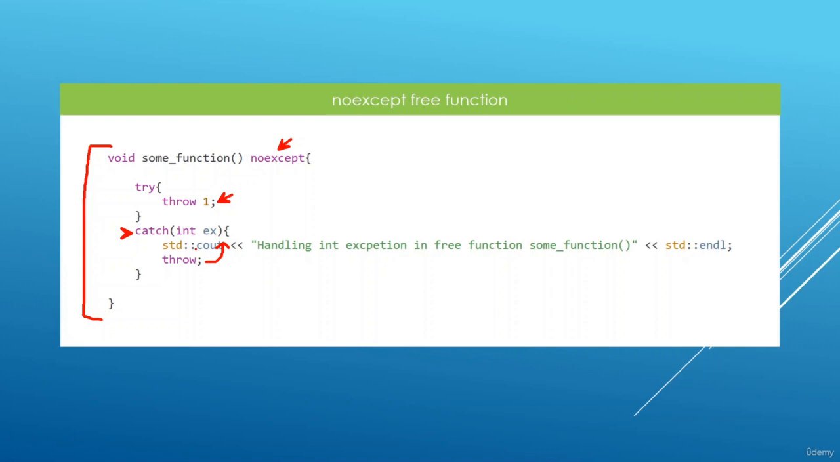Again, the meaning is not that we can't throw exceptions. We can throw exceptions safely if they are handled in this function here, and we don't propagate them back, either explicitly or implicitly, to be handled in enclosing scopes. That's the meaning here. We can also do this for member functions.